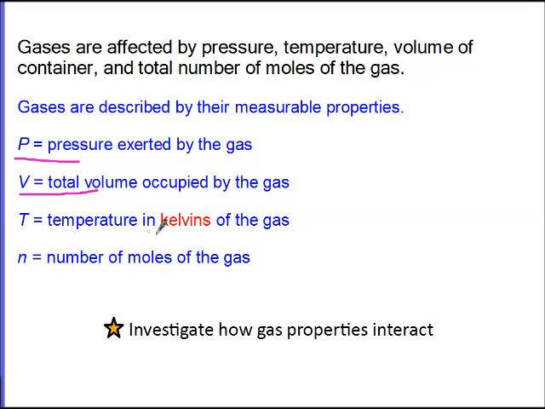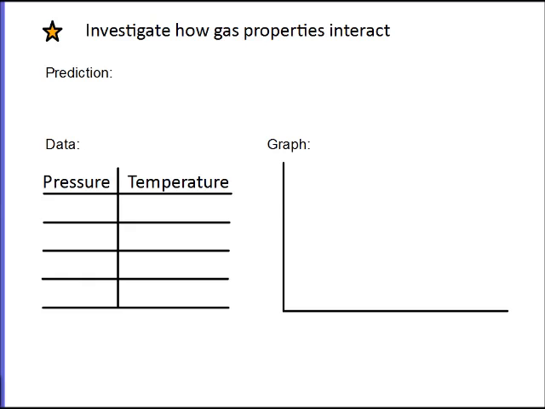T stands for temperature. Notice it must be in Kelvin. If you forget, you add 273 plus the degrees Celsius to get to Kelvin. You have to use Kelvin when you're talking about gas laws, or your laws won't work. And then a small n stands for number of moles of the gas. And we're gonna always have to know what those are.